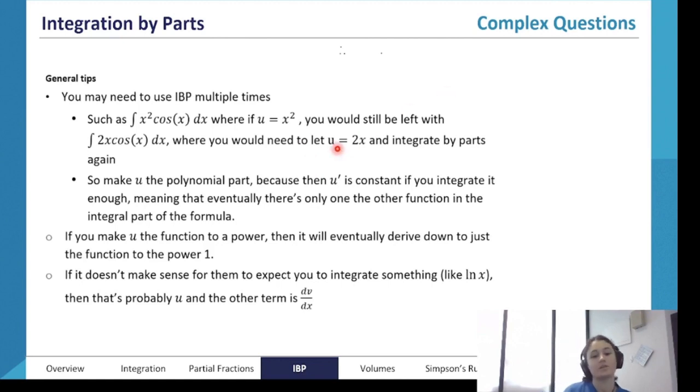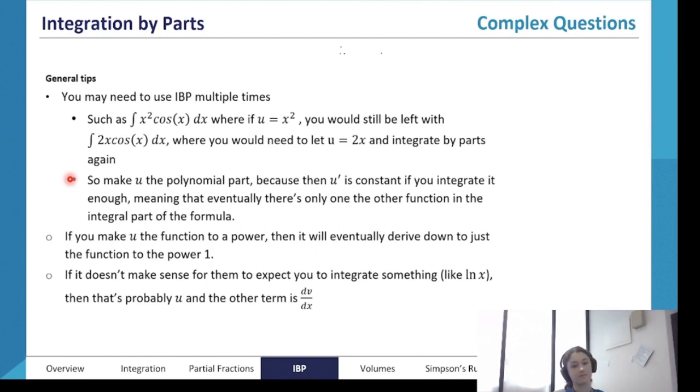Because after this point, you would then be left with your derivative being a constant number, which means you're not going to have the product of two functions in the integral. And again, this tip here is to make u the polynomial part, because then u dash is constant if you derive it enough. The slide says integrate, but it should be derive. Meaning that eventually there's only one other function in the integral part of the formula.